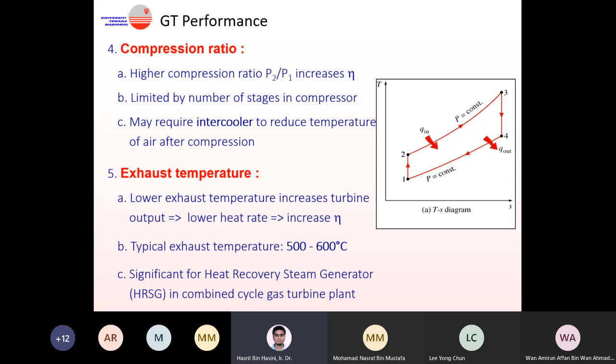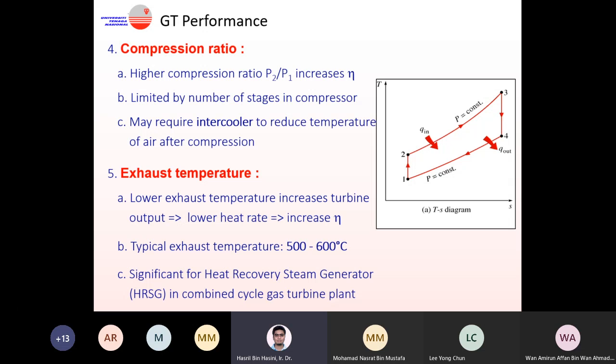So lower exhaust temperature, of course, it will increase the turbine output. We are talking about the temperature difference. Okay, when we talk about the exhaust that comes out from the turbine, if the temperature is still high, means that the delta T, the temperature difference, is small. So whenever you have a change in temperature which is small, usually the efficiency is small as well. So we try to make our exhaust temperature as low as possible in order to increase our efficiency.